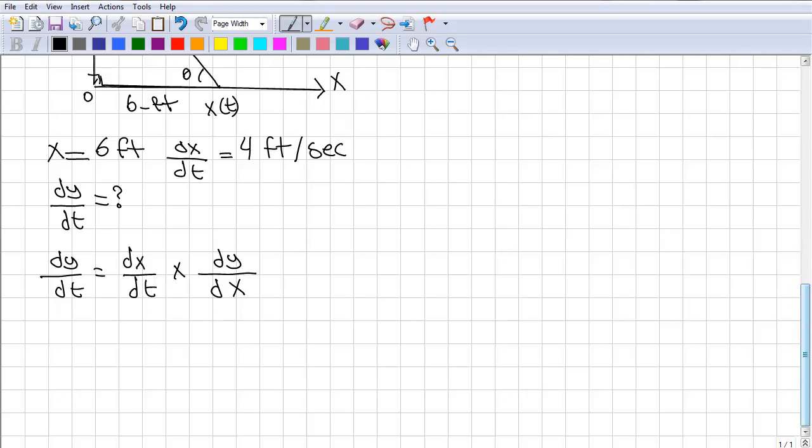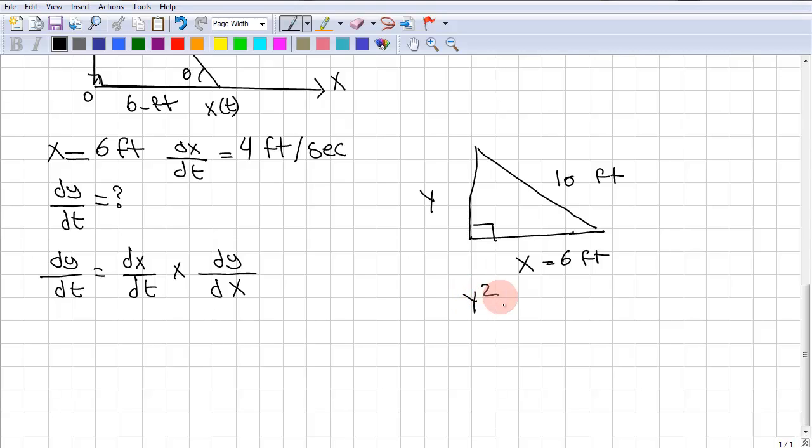So, to answer that question, we have to first find out our y value. We have our x value, which is 6 feet. We have our hypotenuse, which is 10 feet, and we're looking for our y. So we use Pythagoras: y squared plus x squared is equal to 10 squared. So y squared is equal to 100 minus x squared. So y is equal to the square root of 100 minus 64, and that will give us 8 feet.